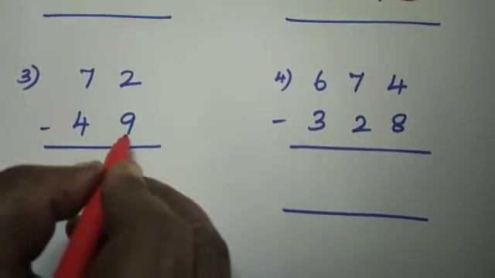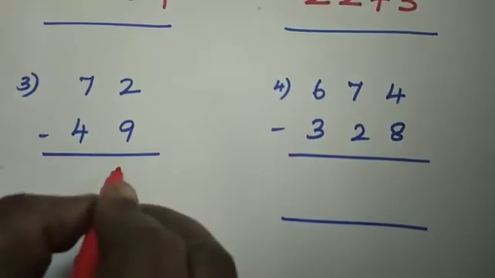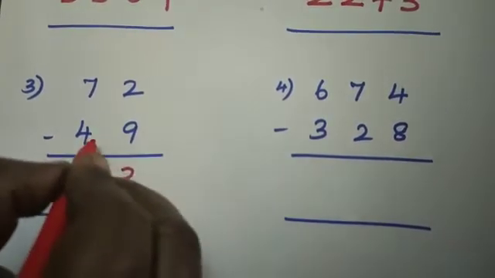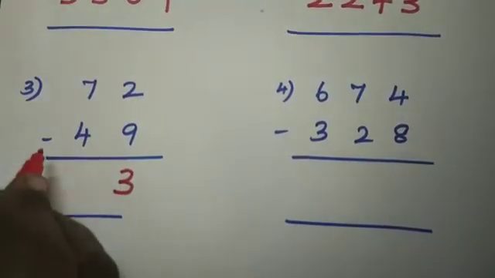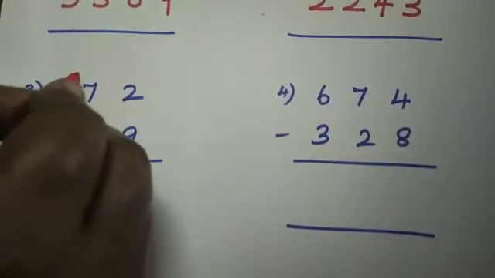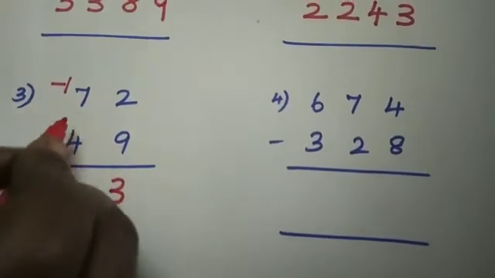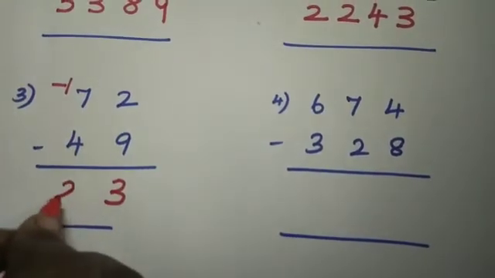Here I have to take 10 complement. 10 complement of 9 is 1. 1 plus 2 is 3. And here there is no number for 9 complement. We know that on the left side you have to reduce 1. That is, you have to subtract 1. If you subtract, you will be getting 6. And that 6 minus 4, you will be getting 2.